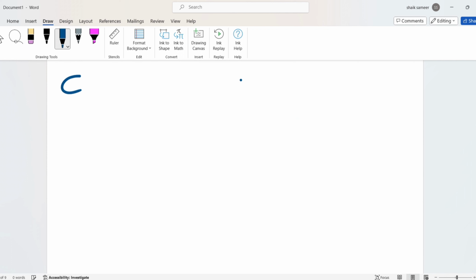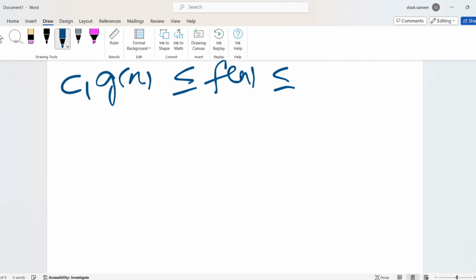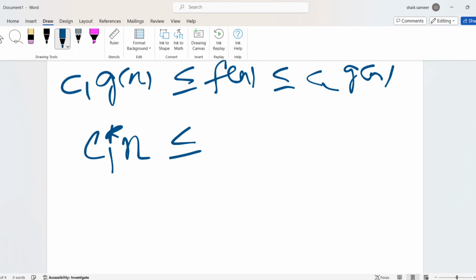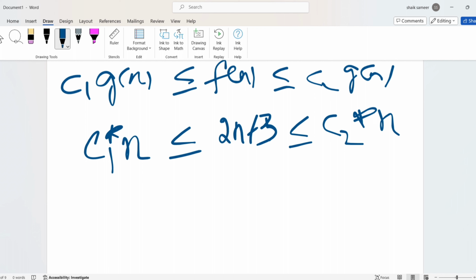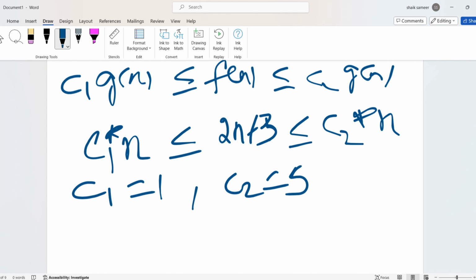So we know that c1 into g of n less than or equal to f of n less than or equal to c2 into g of n. g of n is nothing but n. f of n is given as 2n plus 3, less than c2 into n. So substitute some values of c1 and c2. Suppose I substitute c1 equal to 1 and c2 equal to 5.